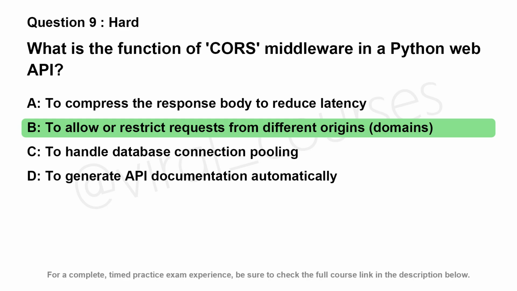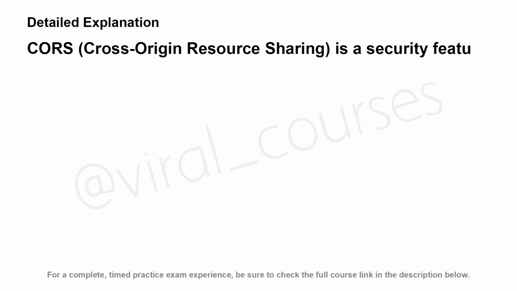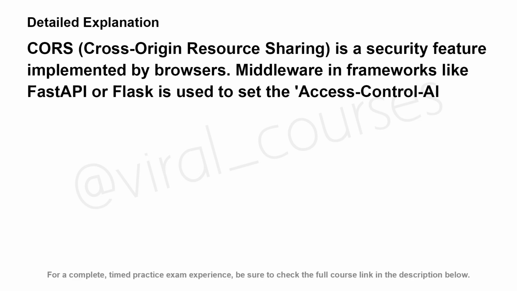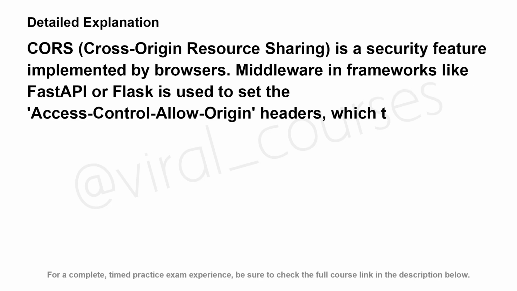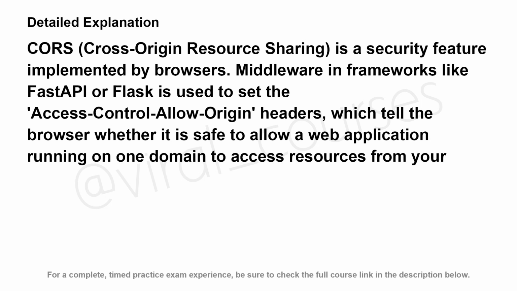The correct answer is B. CORS, cross-origin resource sharing, is a security feature implemented by browsers. Middleware in frameworks like FastAPI or Flask is used to set the Access-Control-Allow-Origin headers, which tell the browser whether it is safe to allow a web application running on one domain to access resources from your API on another domain.